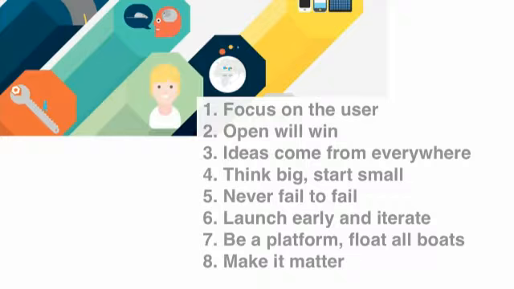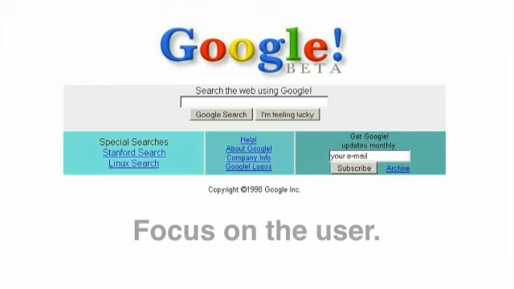The first of these is focus on the user and all else will follow. And this is really important. This is the key thing that we use as we figure out how to build all of our products. It started right back at the inception of the company with Larry and Sergey building the first version of the Google search engine. What you can see here is the screenshot of the Google homepage in 1998.